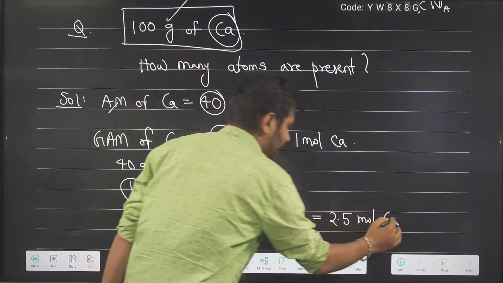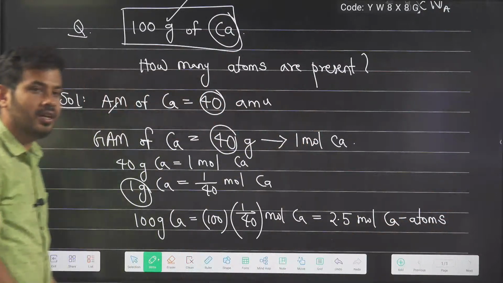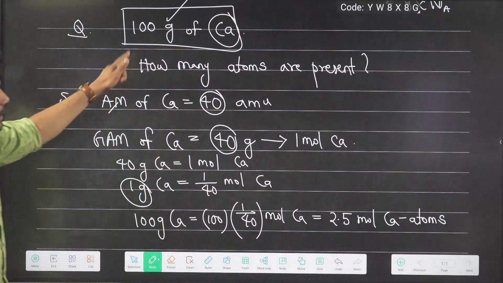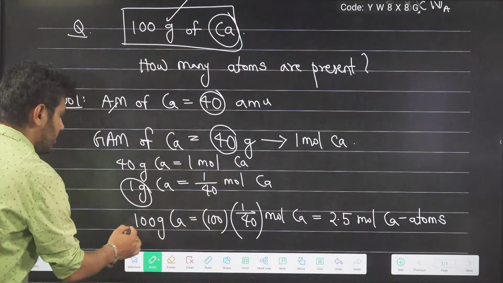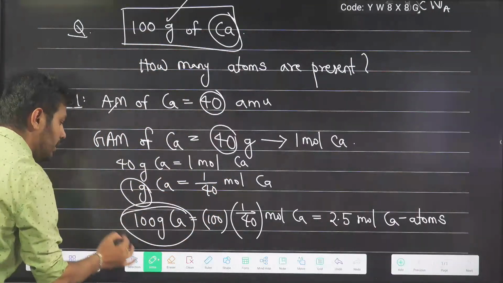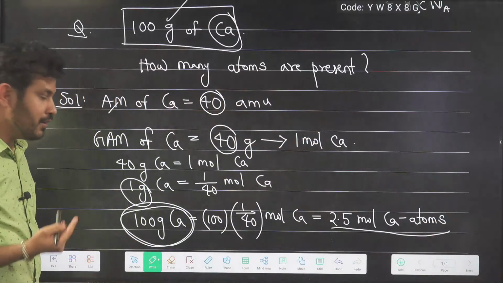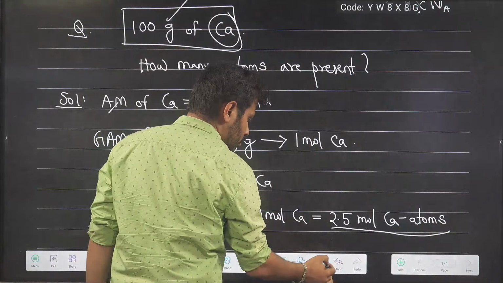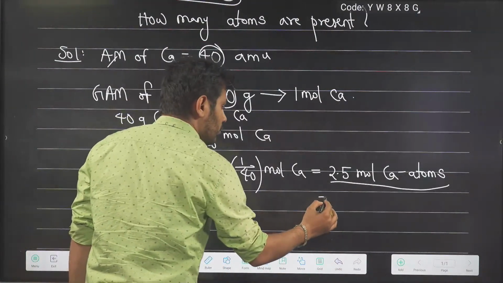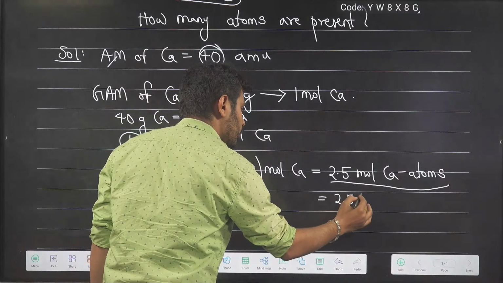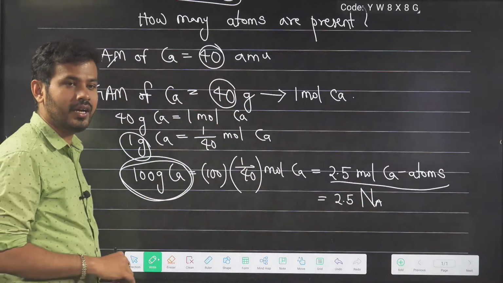And calcium itself is an atom, so this will be in the form of calcium atoms. What was the question? How many atoms are present in 100 grams of calcium? In 100 grams of calcium, these many atoms are present. If you write in terms of Avogadro's number, what can you write? 2.5 mole is represented by 2.5 Na, Avogadro's number, right?